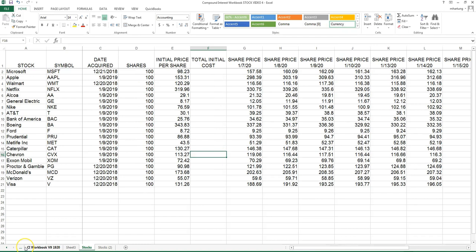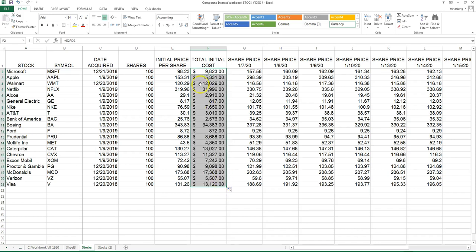Let's go ahead and calculate our initial cost or our initial investment in purchasing 100 shares of these 20 companies. Equal sign, price per share multiplied times 100 shares. And then we can go ahead and copy that formula all the way down for our 20 companies. And if necessary, go ahead and click the dollar sign to format that to currency.